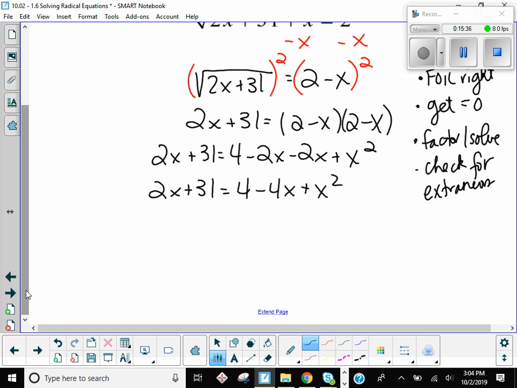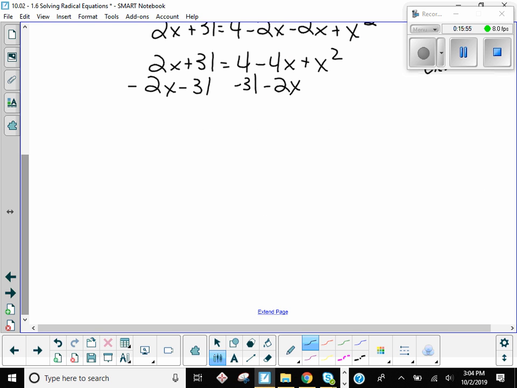If you moved everything to the left, your x squared would be negative, which means you would want to divide out a negative 1 to everything before you factor. So be careful about that. But here's what I'm doing. Minus 2x minus 31 on both sides. So that's nothing equals x squared minus 6x minus 27.